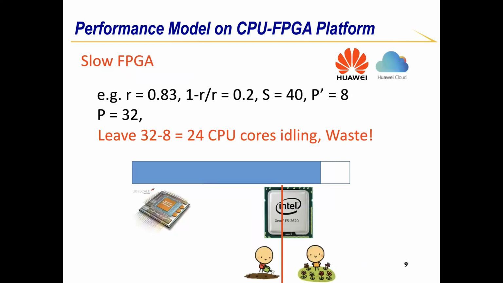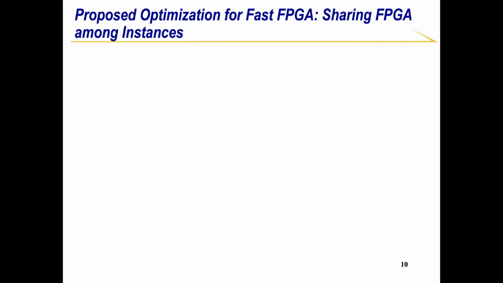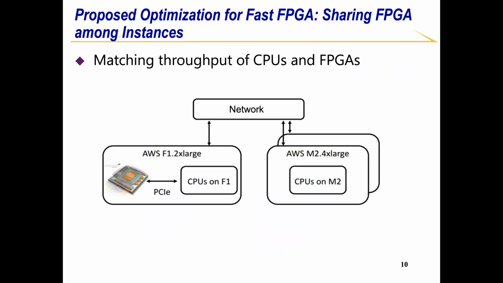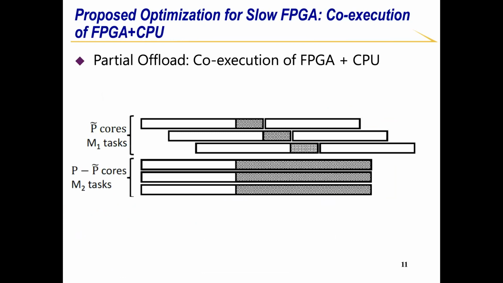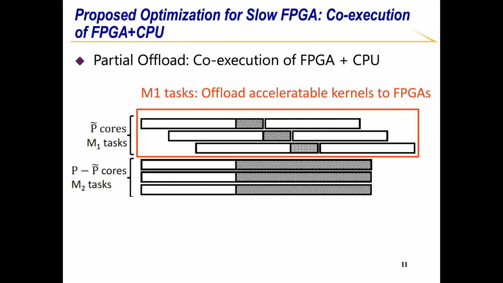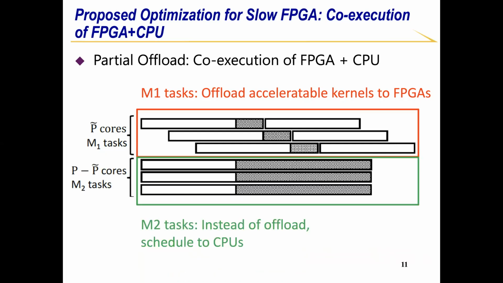For the third and the second cases, either FPGA or CPU is not fully utilized and the allocated resource is wasted. To optimize the second case, we propose to launch more CPU nodes to fully utilize the FPGA nodes to match the throughput of CPUs and accelerators. To optimize the third case, we propose to offload accelerated kernels back to CPUs to keep CPU resource fully utilized instead of waiting for the offloaded task to be finished on FPGA.